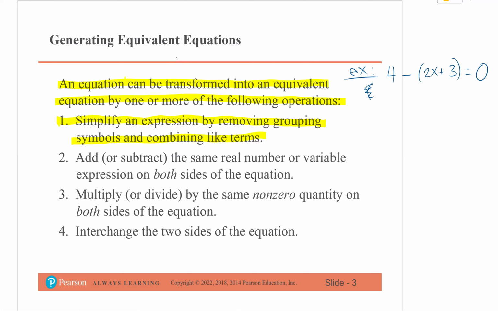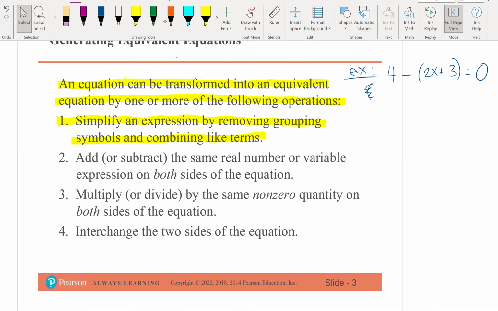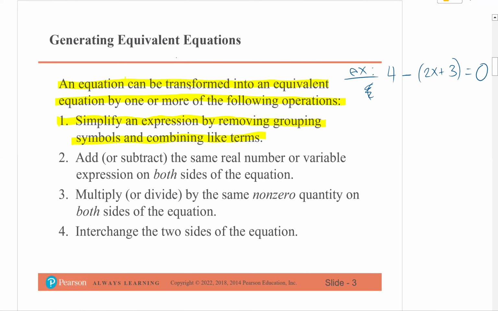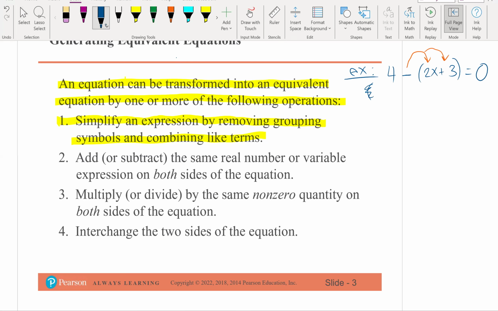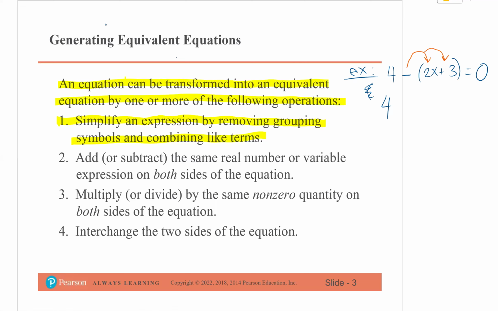So the first step would be, as they said, try to simplify an expression by removing any grouping symbols and combining like terms. I think they mean the parentheses here. That's grouping the 2x and the 3, but I can distribute that minus sign and it would be equivalent. So I'll rewrite it as 4 subtract 2x, and then the subtraction sign should go to the 3 as well. So I've done what they said at first, simplify an expression. I removed the grouping symbols, but now I should still combine like terms.